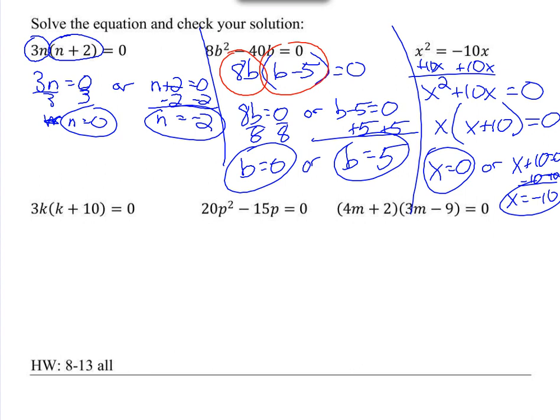Go ahead. Tell me what to do. First problem. Yep, it's all set right now. We have two things that are being multiplied together, so what do I write?